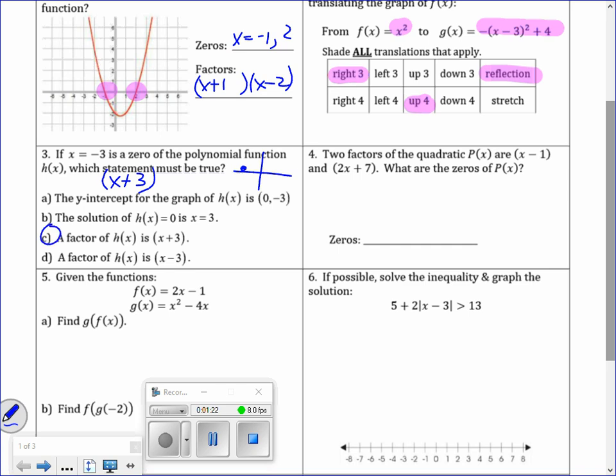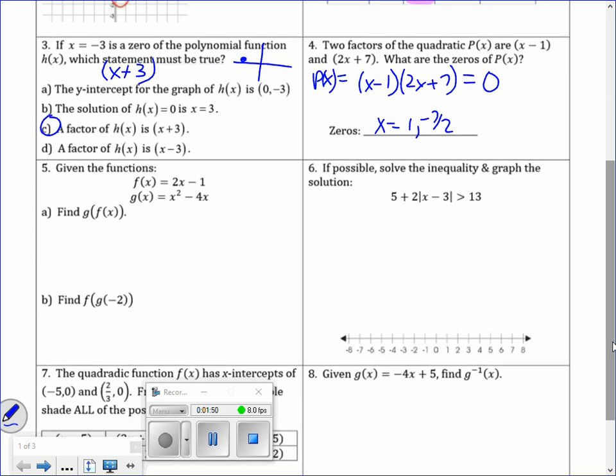All right, number 4. Two factors are x minus 1 and 2x plus 7. So that means you have a quadratic of x minus 1 multiplied by 2x plus 7, and that's your polynomial, or your quadratic. So that means that your answers, or zeros, were 1 and -7/2. They're the things that made this equal to 0. All right, number 5. So on number 5, you have an old problem from before. Like the other tests, and so you have to know how to do some of those things as well.